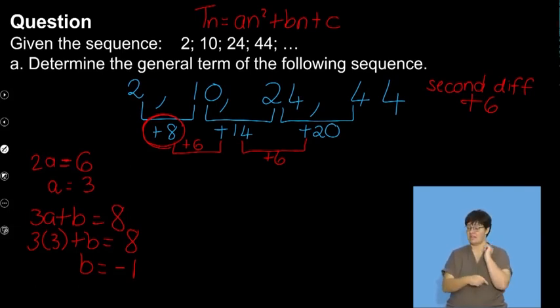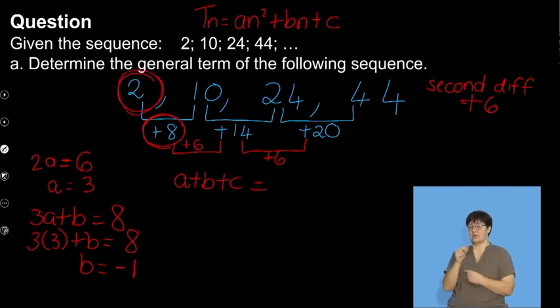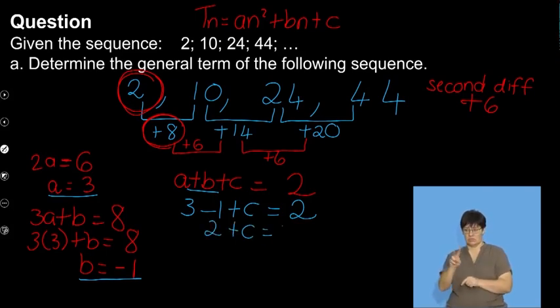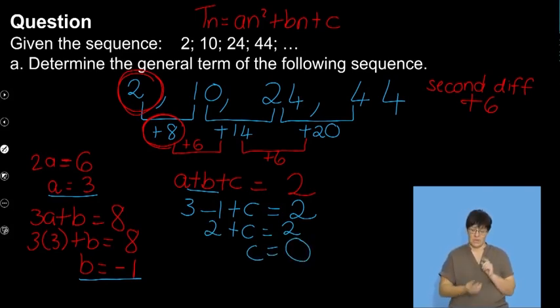Now, last but not least, I need to find c, and a plus b plus c is equal to the first term of the sequence, and in that case, it is equal to 2. So I'm just going to swap color so you can see me substituting in the values. I found that a is 3, so it's going to be 3, plus b, which over here I can see is negative 1, plus c is equal to 2. What's going to happen is I'm going to have that 2 plus c is equal to 2, so actually c is equal to 0. We've found the values of a, b, and c, but I'm not done yet.